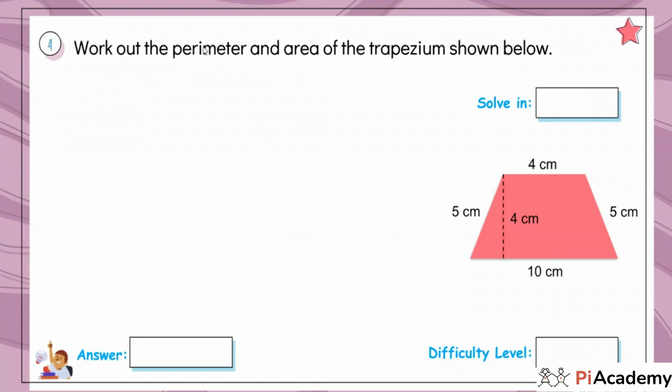Ojas, can you please read this question? Work out the perimeter and area of the trapezium shown below. Okay, thank you, Ojas. So here we have two questions. First of all, you have to figure out the perimeter and then the area. So that is why I'm giving you 2 minutes to solve this question. Yes, your time starts now.